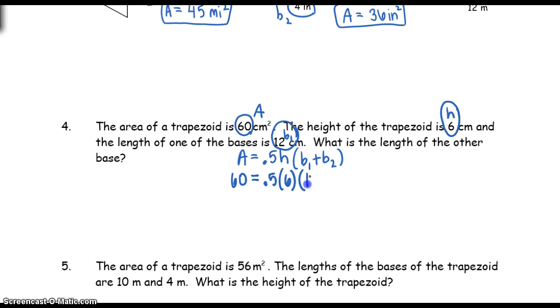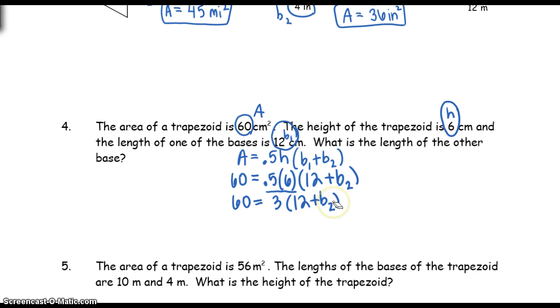We know base 1 is 12, and we don't know what base 2 is, so we just leave it alone as B sub 2. All right, so from here, there's still something I specifically said I like to do first. Multiply these two numbers in the front together first. So 60 equals 0.5 times 6 is 3, parenthesis 12 plus B sub 2. Now I told you I like to put like terms together inside the parentheses, but in this case, they are not like terms. So now we're here.